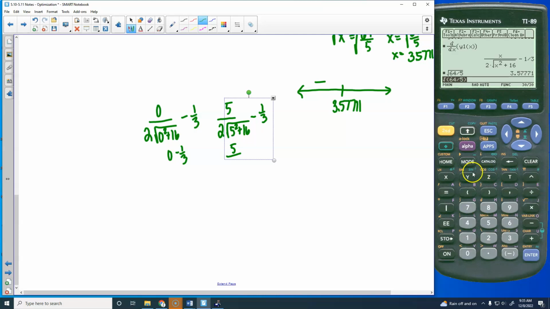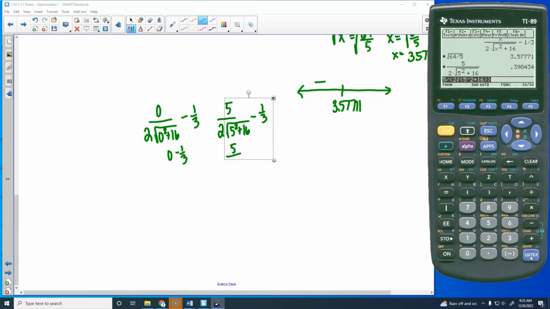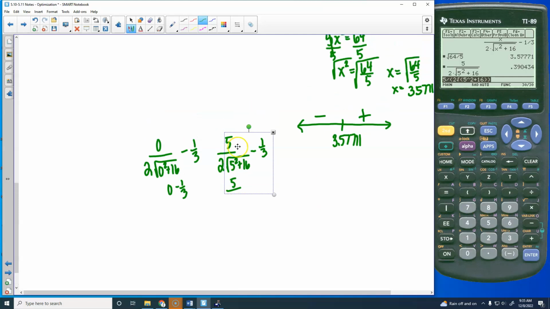I don't know if that's going to be even helpful. She is a genius and can do this in her head. Her brain calculator came back. Yeah, 2 square root of 5 squared plus 16. Yep, it is positive. I figured it would be positive just because I knew that needed to be our minimum point, but I was hoping I could determine that from my own ability, but I could not.